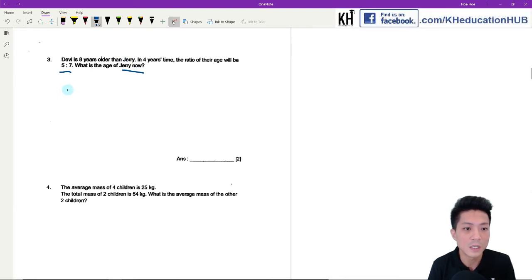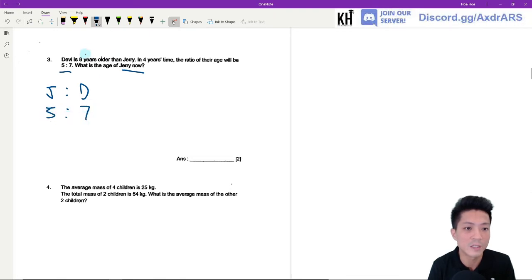Okay, so in this case, the ratio of 5:7 is J:D, because Devi is the one that's older. And remember, the most important thing in any age-related question is the age difference between 2 persons will never change. So since Devi is 8 years older than Jerry, in 4 years' time, Devi will still be 8 years older than Jerry, which means that the 2 units over here is equal to 8.